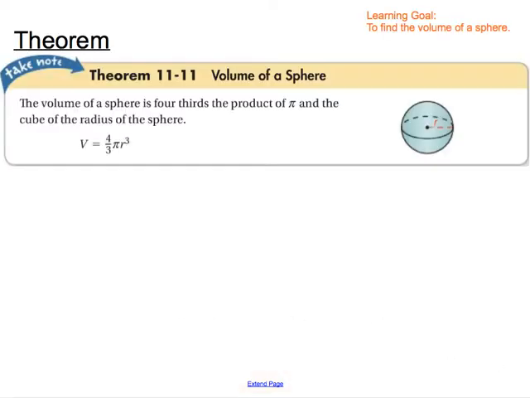Theorem 11-11 gives us the formula for the volume of a sphere. It tells us that the volume of a sphere is 4/3 the product of pi and the cube of the radius of the sphere. Let's go ahead and look at a couple examples.